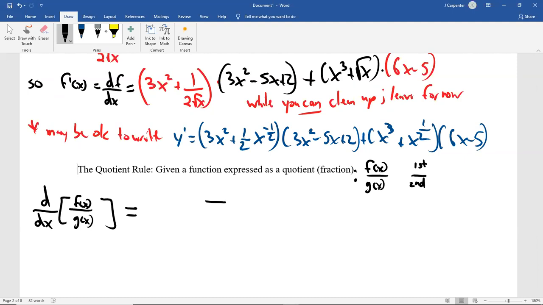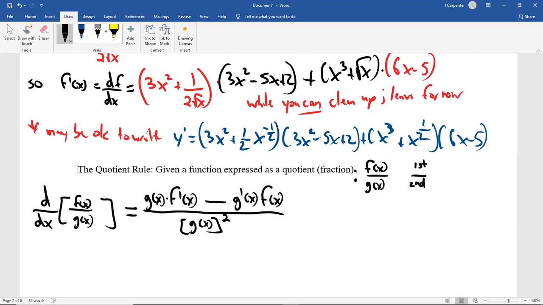So the way I like to write this is g of x times f prime of x minus g prime of x times f of x, all over g of x squared. Once again, you have got to memorize this rule.